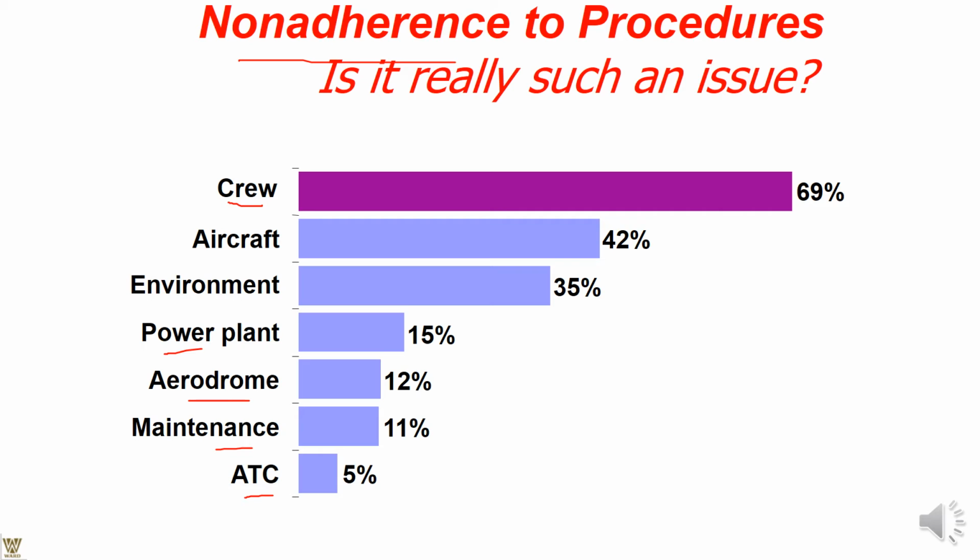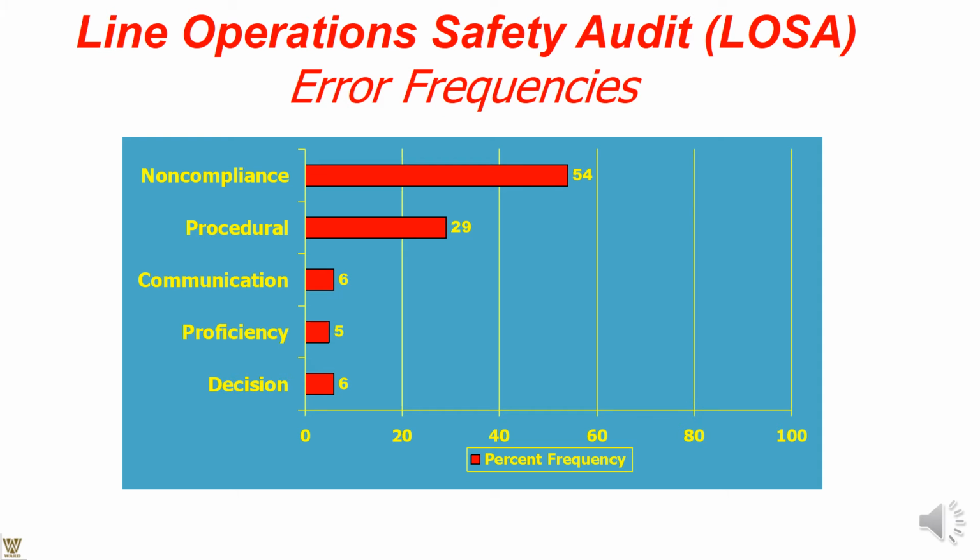Why don't you do it? Follow it up and we'll comment. So LOSA, the Line Operations Safety Audit, says non-compliance is the reason 54% of the time. You look at it, 54. Procedural error is 29%, as low as 29%. Communication is 6, proficiency is 5, and decision is 6.